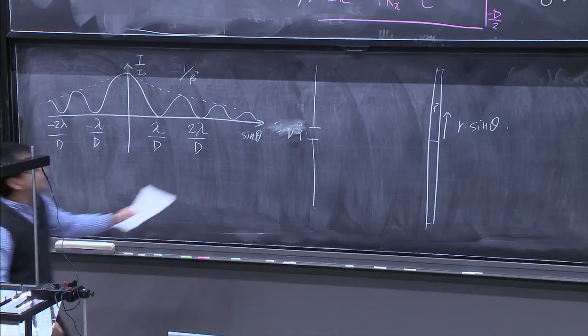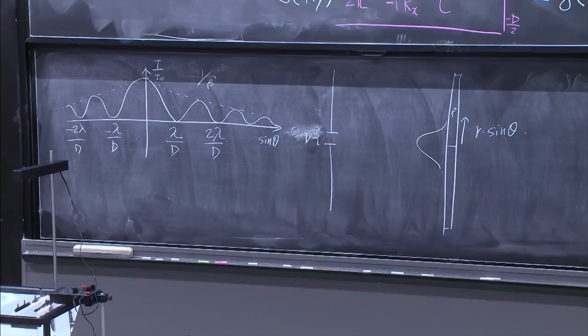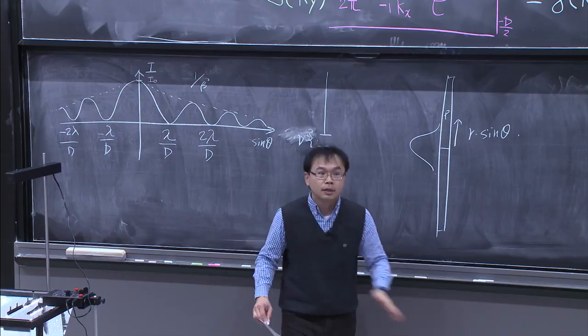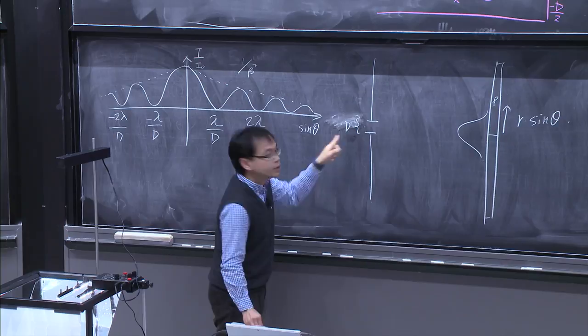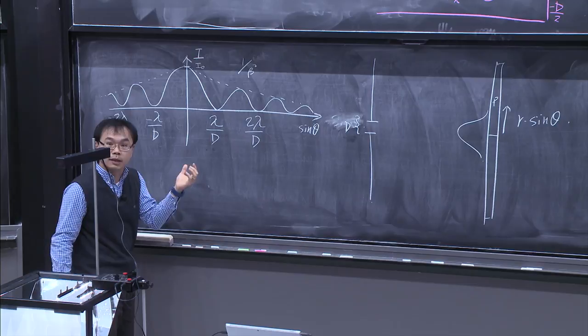One thing which is very interesting in this result is the width of the central principal maxima, which is the measure between the center and the first minima, where you have completely destructive interference. What is going to happen to the position of the first minima if you increase d? It's going to become smaller.